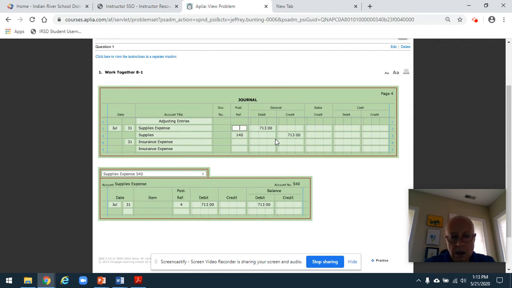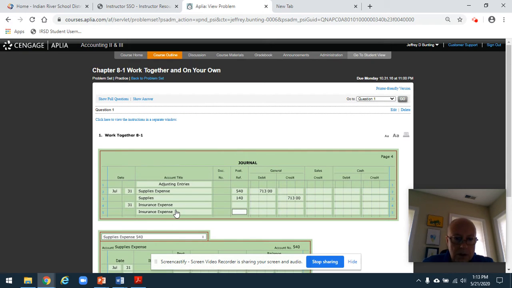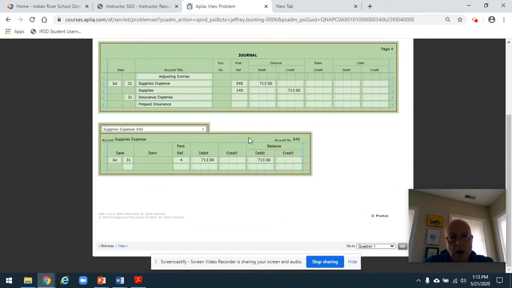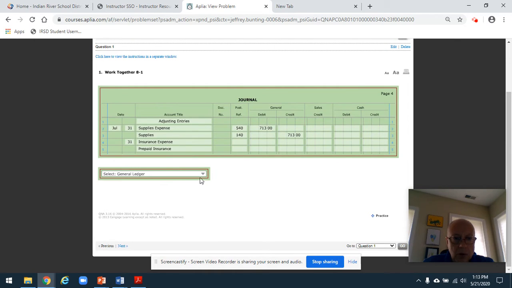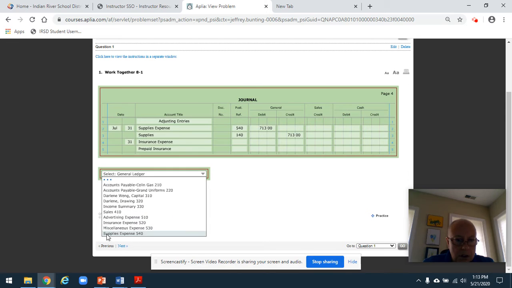Go back here. Last entries go back to post reference. So let's go to insurance expense and insurance. And I've got them mislabeled, don't I? Okay. Oh, I don't want insurance expense. I just want prepaid insurance. There we go. Okay. All right, so let's go to the insurance expense account, and we'll pull that up so it's ready to go for us.